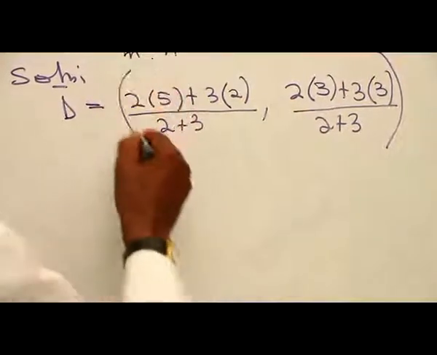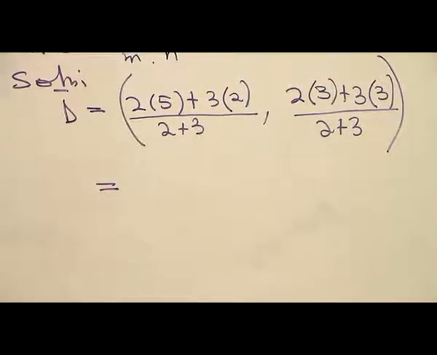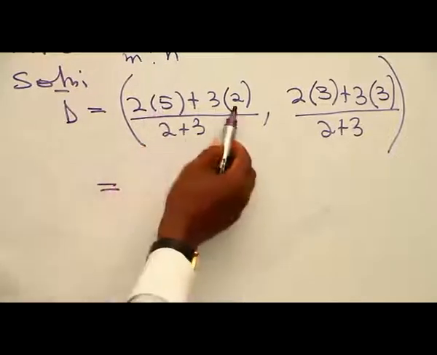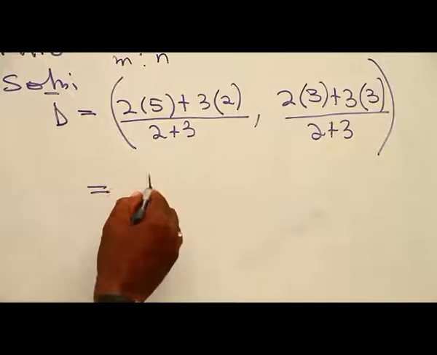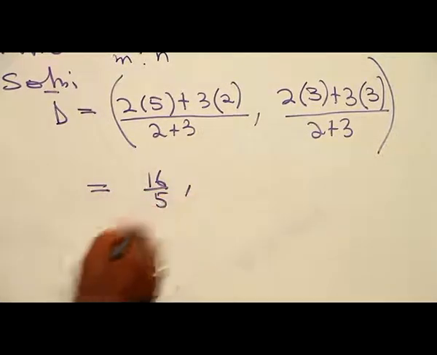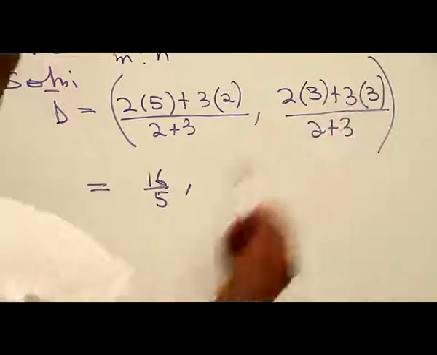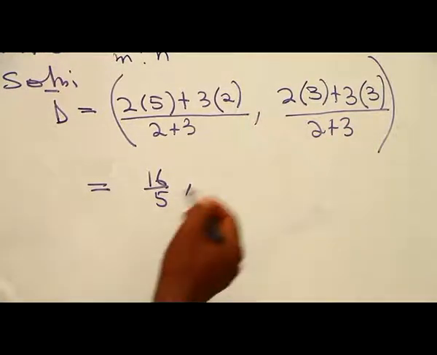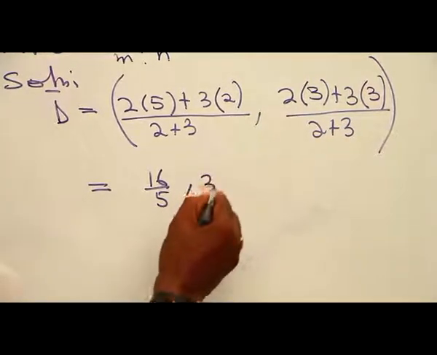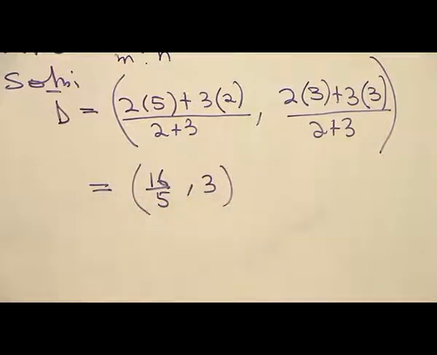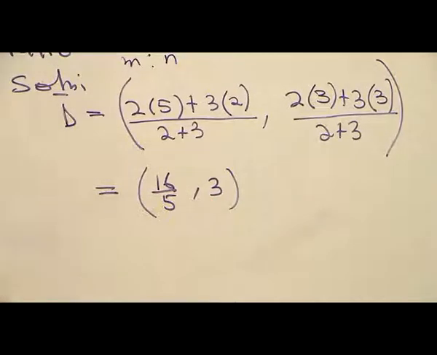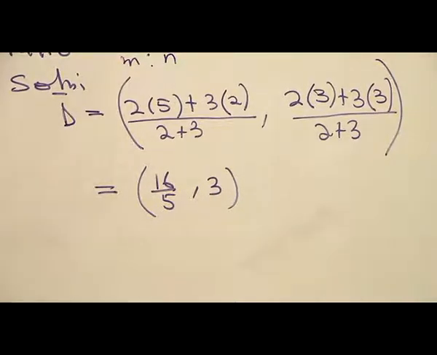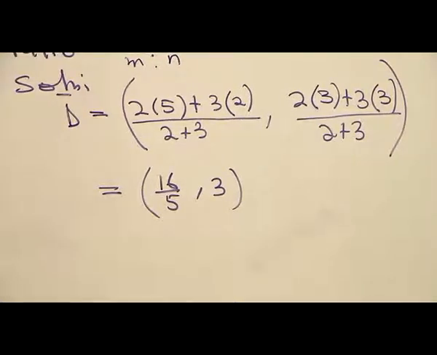You close the bracket. When you simplify this, you will have 10 plus 6, 16, so this is 16 all over 5. And then you have 6 plus 9, which is 15 all over 5, and that is 3. So the point of the division in that ratio is the point (16/5, 3) as the solution to this problem for internal division of a line in the ratio 2 to 3.